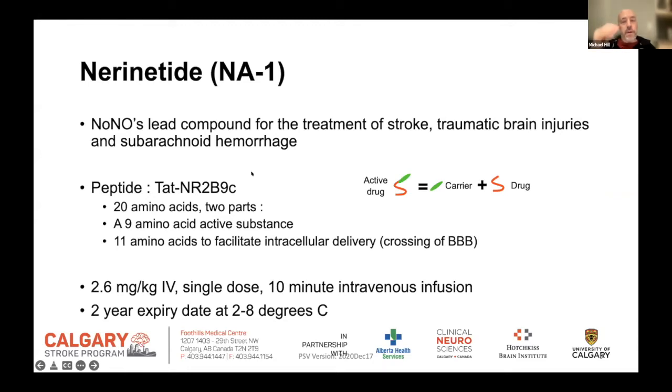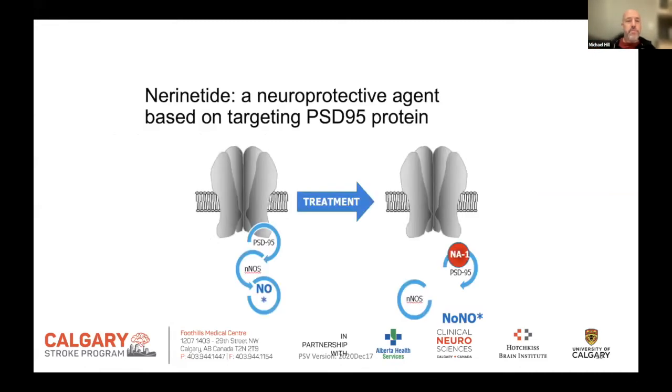But nerinetide is a peptide, so it previously was called TAT-NR2B9C. It's 20 amino acids, and from a science perspective, it was constructed in the lab to block an interaction between PSD95 and the cytosolic surface of the NMDA receptor. So it was designed to mimic the amino acid binding site of the NR2B subunit, and competitively interfere with this binding. And the purpose of it was to show a mechanism of cell death in the lab, right?